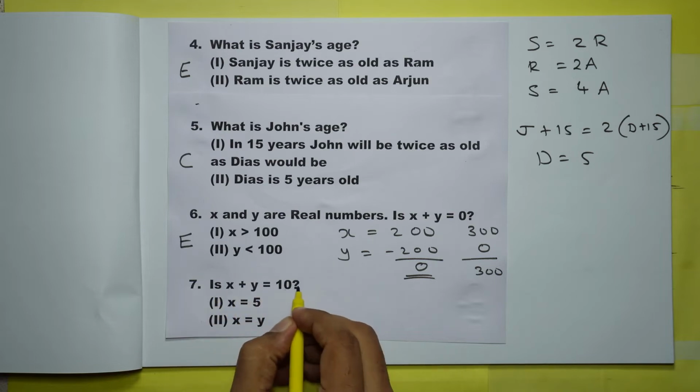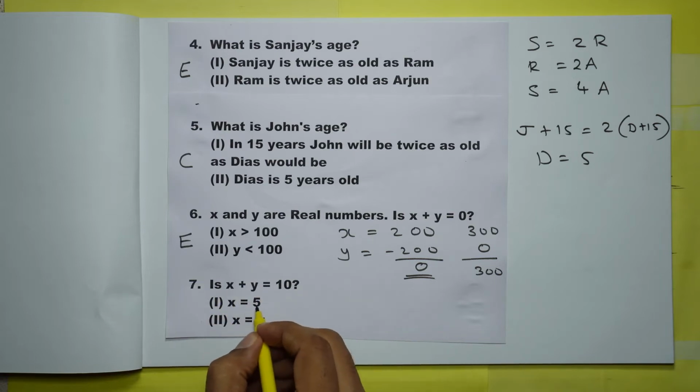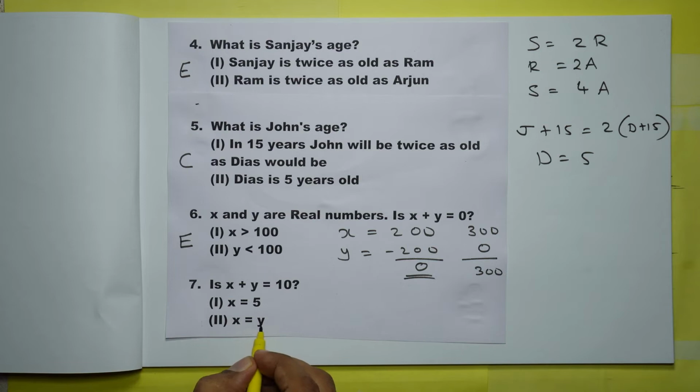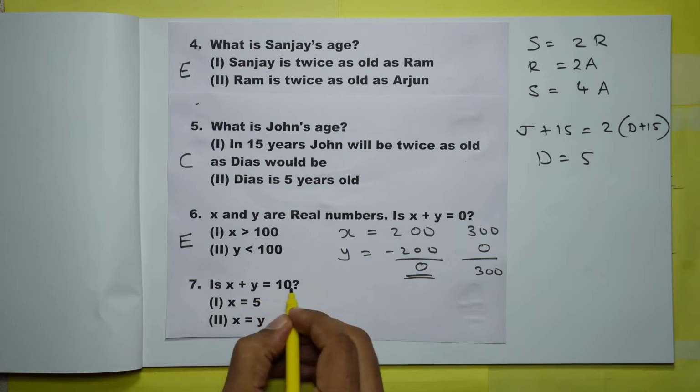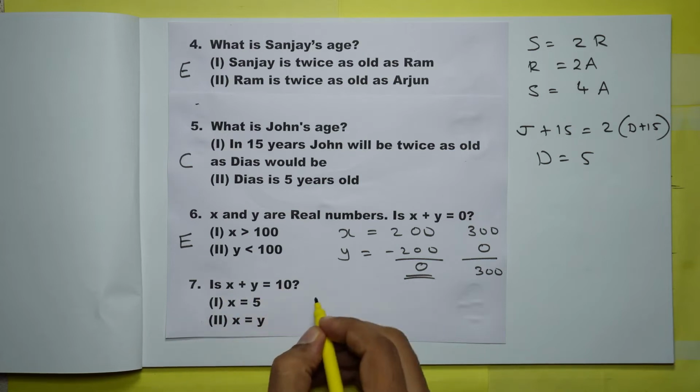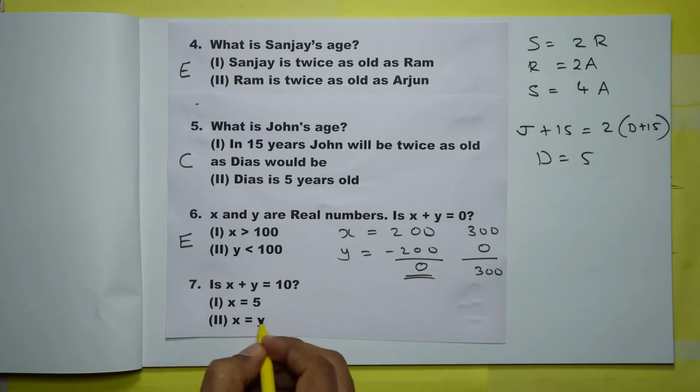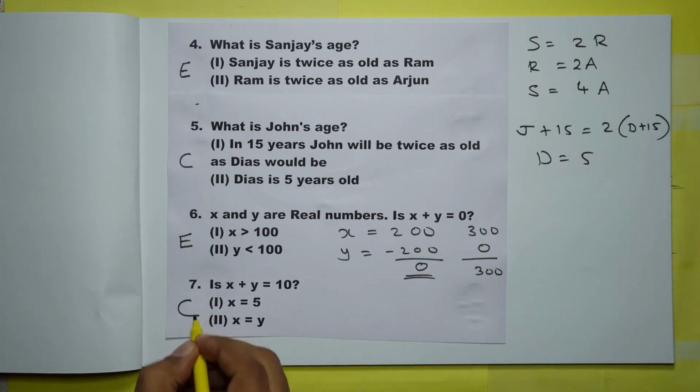Is X plus Y equal to 10? X is equal to 5 and X is equal to Y. So you can say Y is also equal to X, or Y is equal to 5. So X and Y, they are both equal to 5. So with both the statements you will get yes, X plus Y is equal to 10. So you will get a clear cut yes. Now both the statements are necessary. Hence C is the right answer.